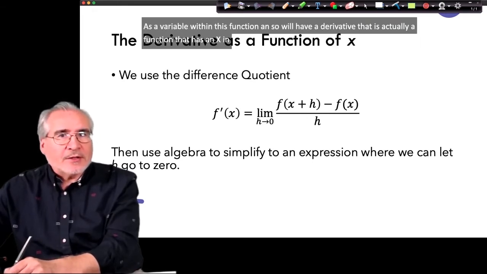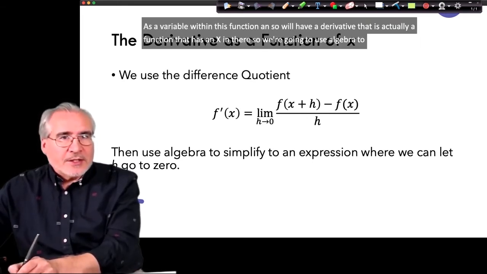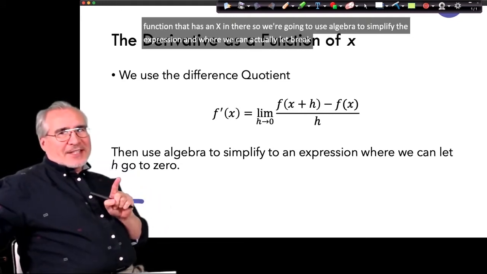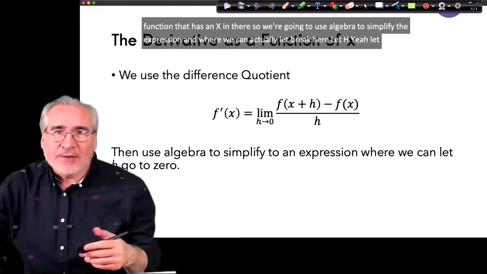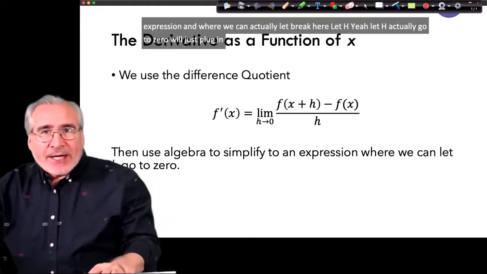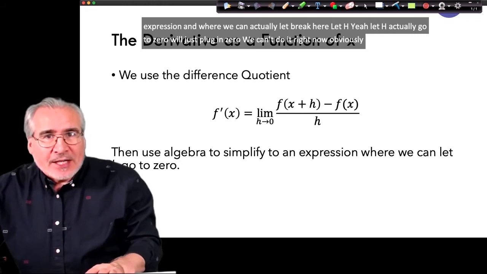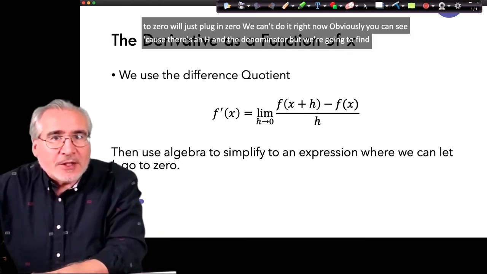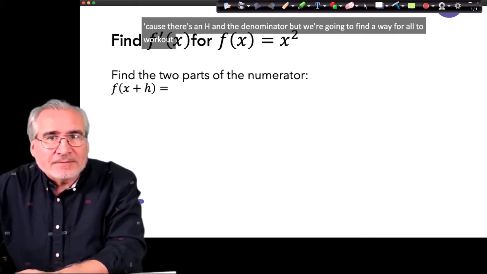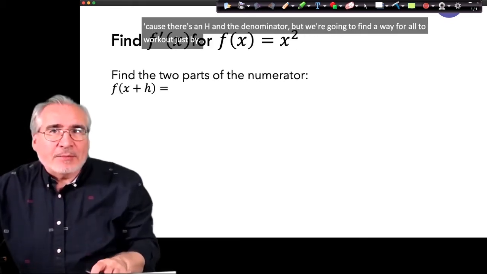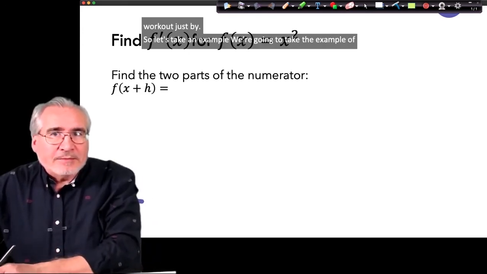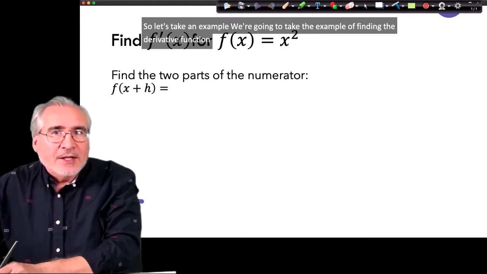So we're going to use algebra to simplify the expression, and where we can actually let, right here, we'll let h actually go to 0. We'll just plug in 0. We can't do it right now, obviously you can see, because there's an h in the denominator, but we're going to find the way for it all to work out just fine. So let's take an example. We're going to take the example of finding the derivative function f prime of x for the function f of x equals x squared.